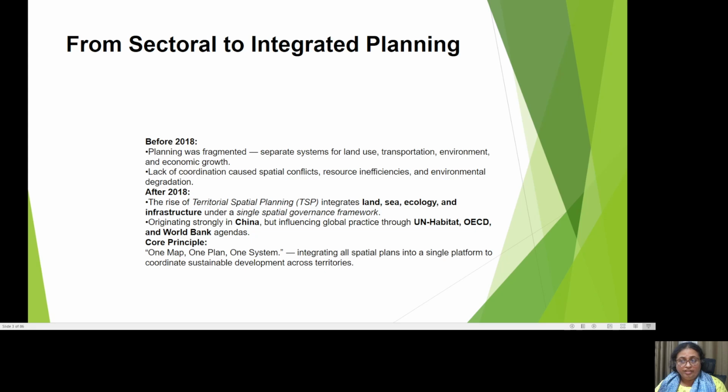Now the question may arise, why China? So the point had been that the regional growth management studying territorial spatial planning, which began in China, is valuable for India as well, where multiple overlapping agencies cause spatial conflicts. Now, TSP's principle of one map, one plan, one system offers a model for integrating governance, ensuring a balanced, resilient and sustainable regional development, and it is applicable for India's diverse territories as well. Moving on to next.